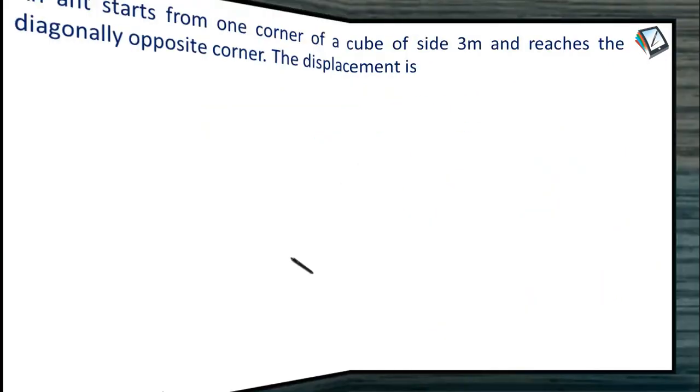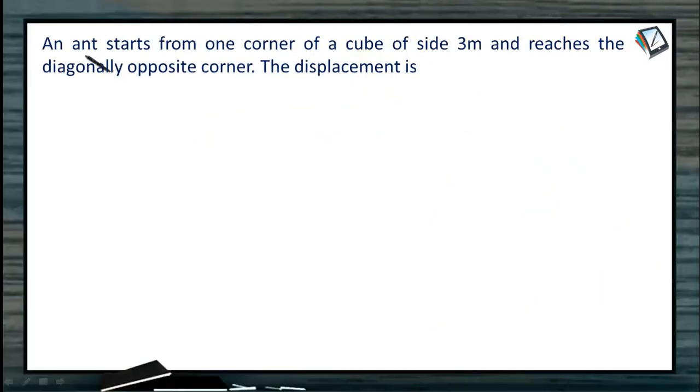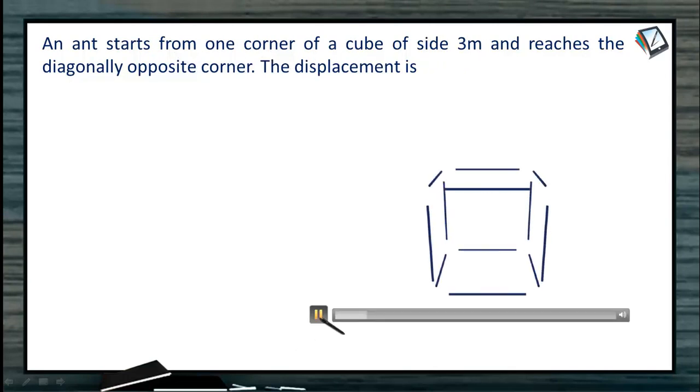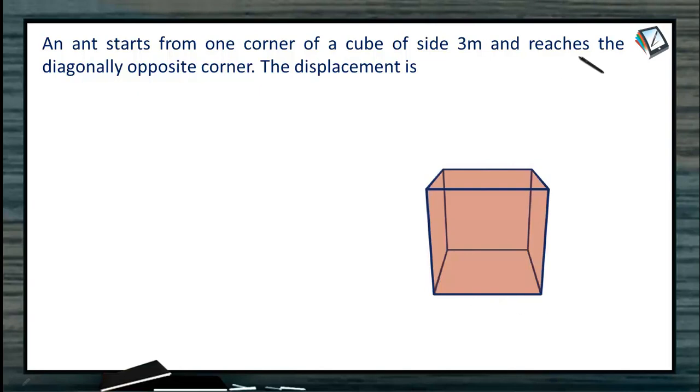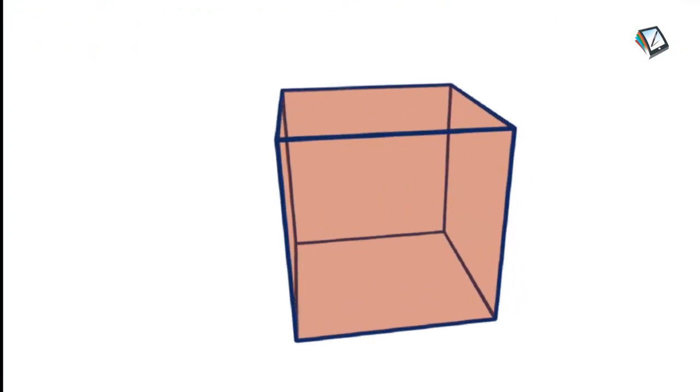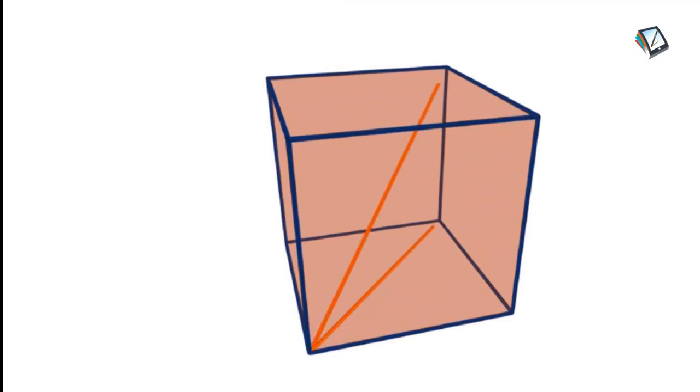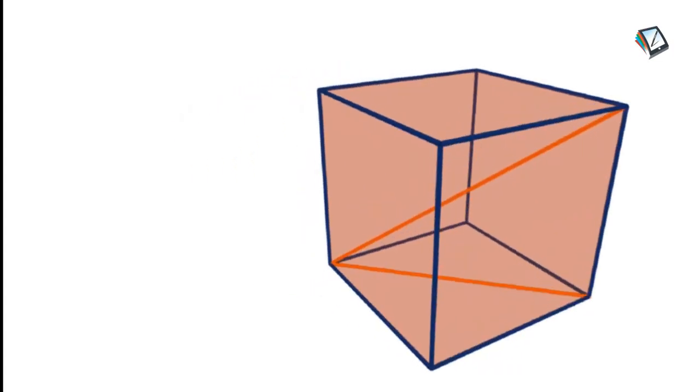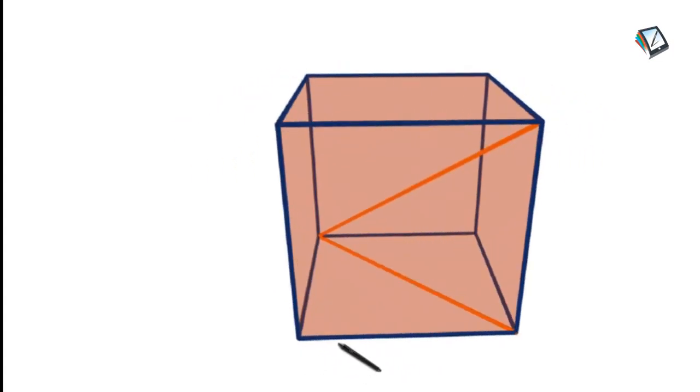Okay. So next question, here it is, an ant starts from one corner of a cube of side length 3 meter. This is a cube of side length 3 meter and reaches the diagonally opposite corner. Suppose it starts from this point and reaches the diagonally opposite corner somewhere here. So we have to find the displacement. As you can see here, inside a cube, clearly see that both these lines are perpendicular. So using these two lines, we can find its value. It becomes what? 3 root 2.